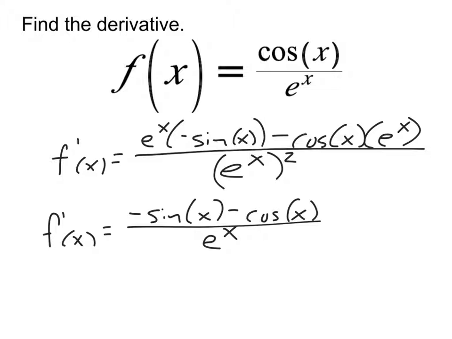So one of the tricks with this one is that after we use the quotient rule, there is an e to the x present in every single term in both the top and the bottom. And so yes, we do want to go ahead and reduce those, cancel those out. So we cancel out the e to the x's out of both top and bottom, and you end up with that as a more simplified answer.